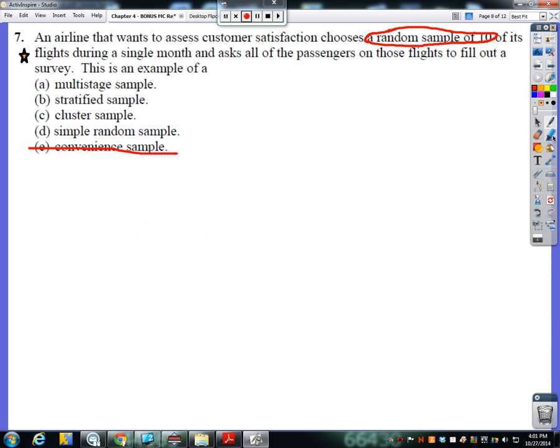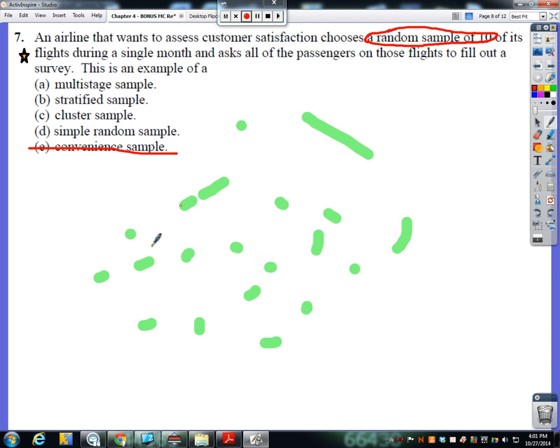Now, out of all of the flights that they could have in a single month, if they randomly picked 10 of them, let's say they picked that one, and that one, et cetera, and then they took all of them involved, it's kind of like they're splitting them up into different groups. Stratified was kind of like splitting them up into different groups, but they would select some from each flight. But that's not what they did. So it's not a stratified.